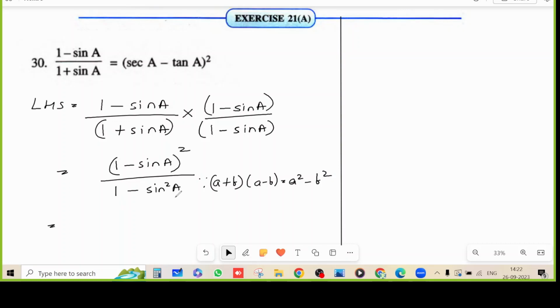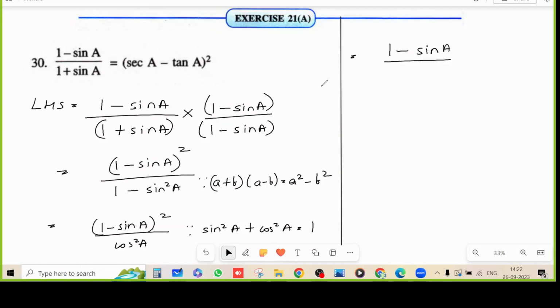Now we know that 1 minus sine square A is equal to cos square A by the trigonometric identity. Since sine square A plus cos square A is equal to 1, that means 1 minus sine square A is equal to cos square A. Now 1 minus sine A and cos A both are having the square powers. So we will take the square power outside as common.